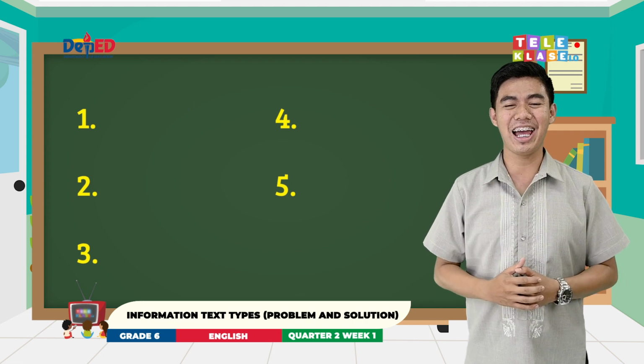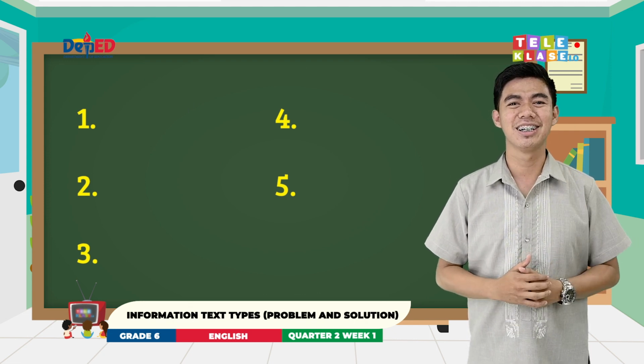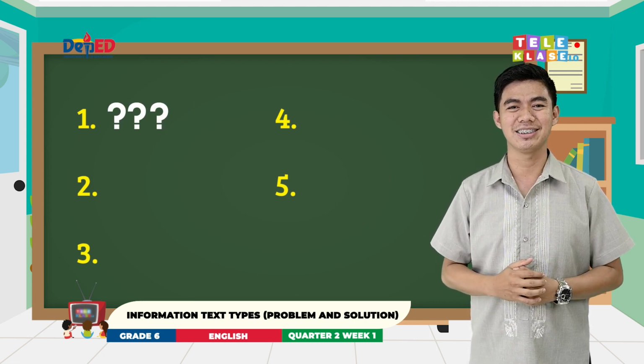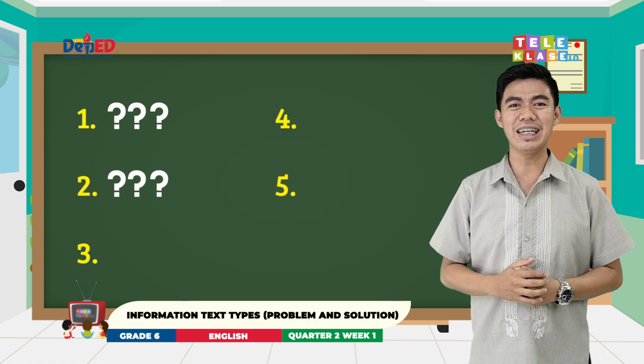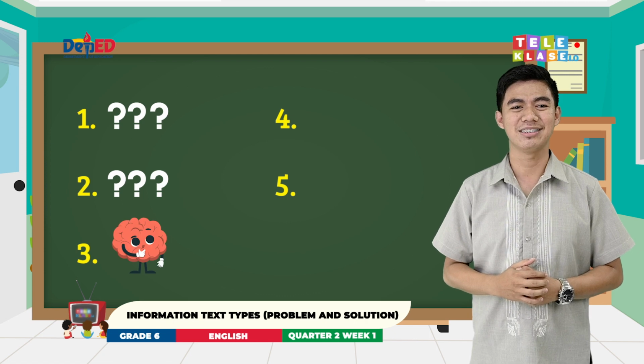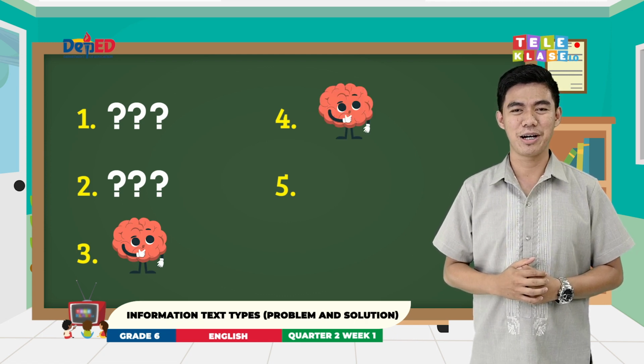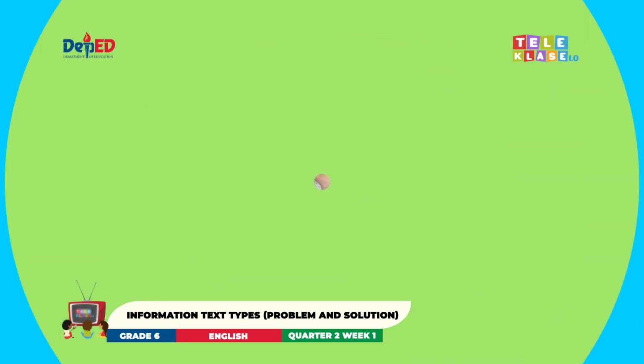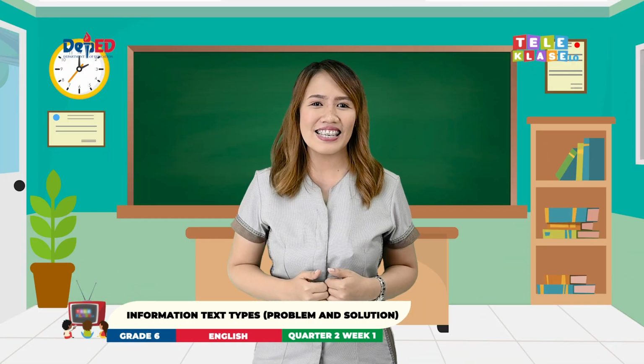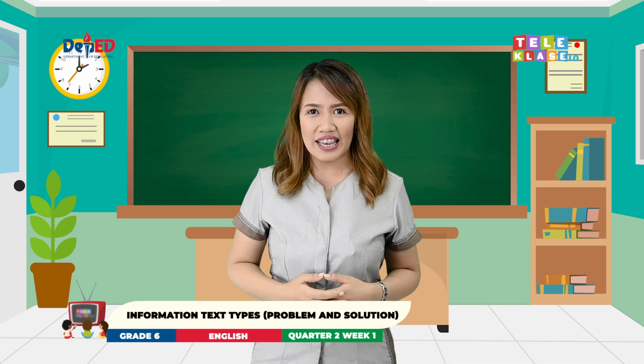Let us now check your answers. Number 1, 3 question marks. 2, 3 question marks. 3, brain. 4, brain. And 5, brain. That was an awesome job, kids! You are truly catching up with our lesson.